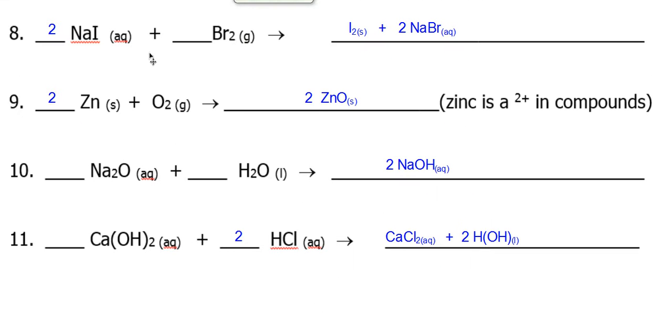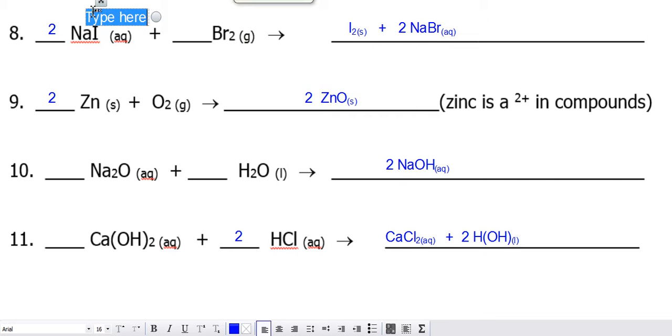Number 8, this is a single replacement. It is a single replacement, and we said a little while ago with single replacements we have to check the activity series. Bromine is a non-metal, so we have to check the non-metal activity series list. And since bromine's a non-metal, we compare it to iodine. It's also on the list. Bromine is higher, so it replaces it. When we do that, we use the charges.